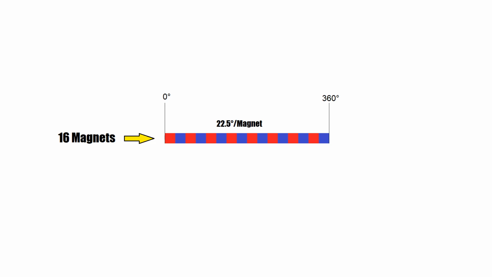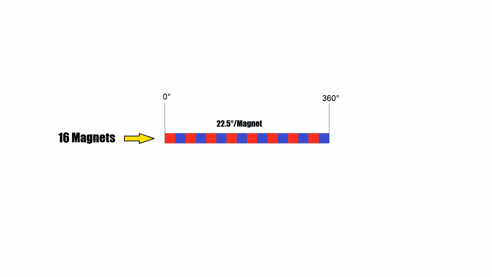We see that one end of the line is the 0-degree mark of the circle and the other end of the line is the 360-degree mark of the circle. And we've got our 16 magnets with alternating poles. Each magnet accounts for 22.5 degrees of the circle, since there are 16 magnets. And we're going to call this our input gear.